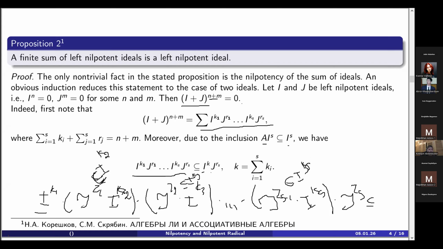I^k1, I^k2, and so on, I^ks. This is I^k J^rs, where k is the sum of the k_i. Okay. Yes, I understand.